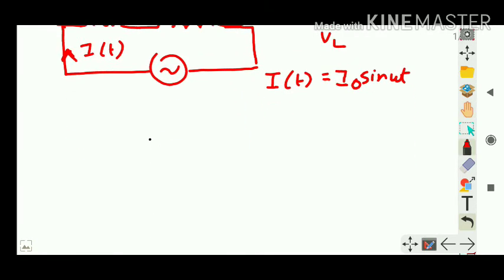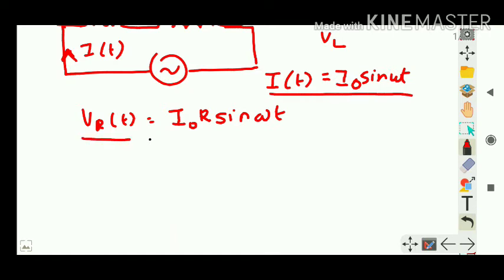Now when the current is flowing through this, there will be potential drops VR and VL. So I can write VR of t, that is across the resistance, as I naught R sin omega t. Why? If I is I naught sin omega t, then the voltage will also be V naught sin omega t, and in place of V naught I wrote I naught R. Why did I write it as sin omega t? In the case of resistance, voltage and current are of the same phase.